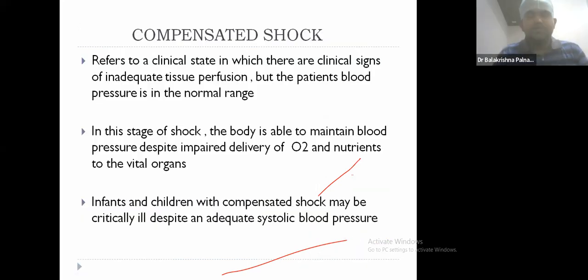You might be wondering what compensated and decompensated shock are. When I was in PG days, for me shock was only where BP is low, we termed it as shock. It is not like that. Whenever you are seeing hypotension, definitely the child is in the last stage. So what is compensated shock? It refers to a clinical state in which there are clinical signs of inadequate tissue perfusion, but still the patient's blood pressure is in the normal range. The body is able to maintain the blood pressure despite impaired delivery of oxygen and nutrients to the vital organs.